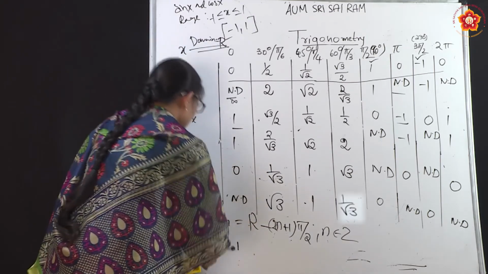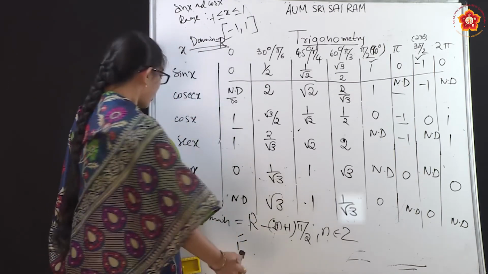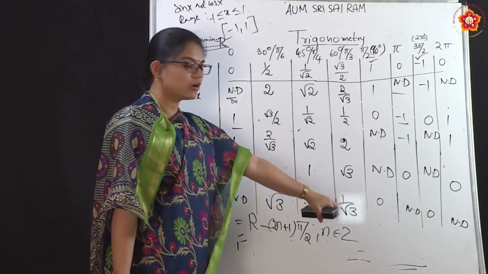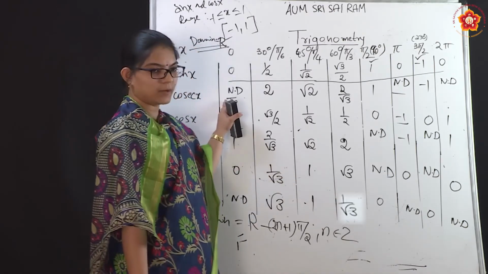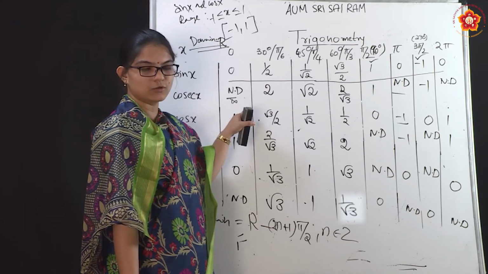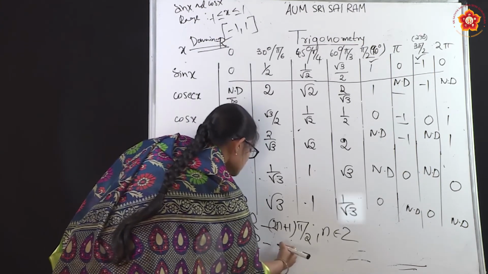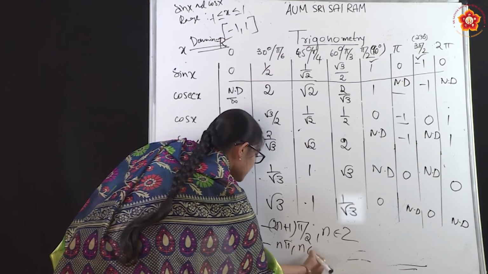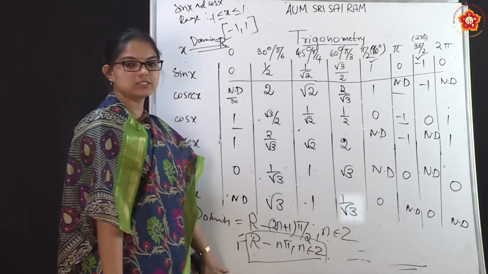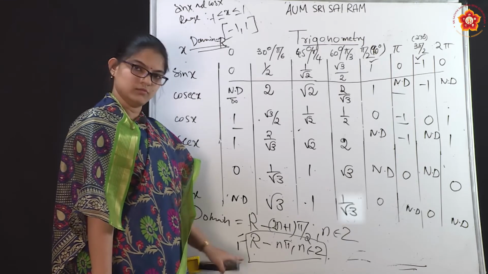Similarly, the domain for cot x: it will be not defined for all the multiples of pi, including 0. So if you remove such elements, R minus n pi for n belongs to Z, this is the domain for the cot x.